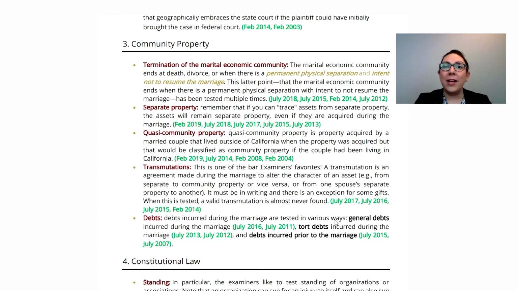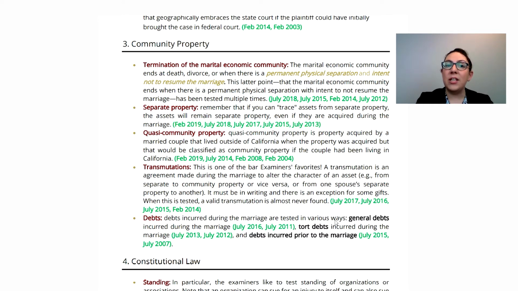So in the call of the question, they often tell you what property to focus your attention on. And community property should always start with the presumptions. So you want to discuss the presumption for when things are separate property, the presumption for when things are quasi-community property, the presumption for when things are community property. So start with the presumptions, and then generally you're going to discuss things that change the presumption.